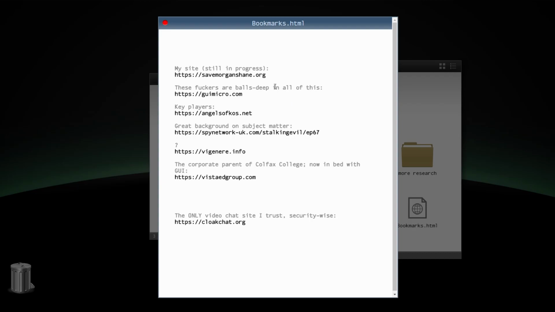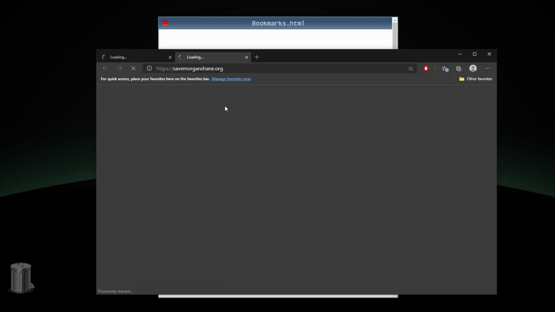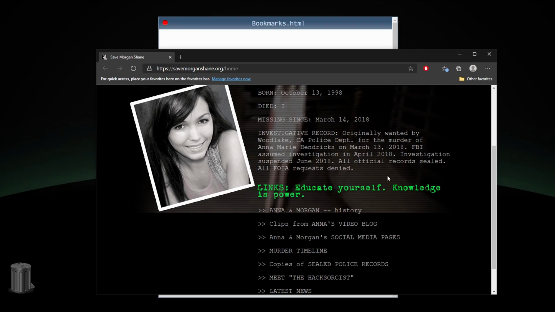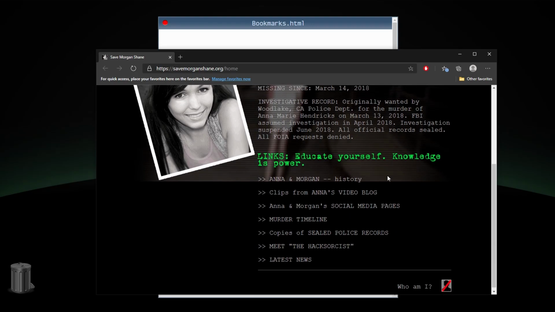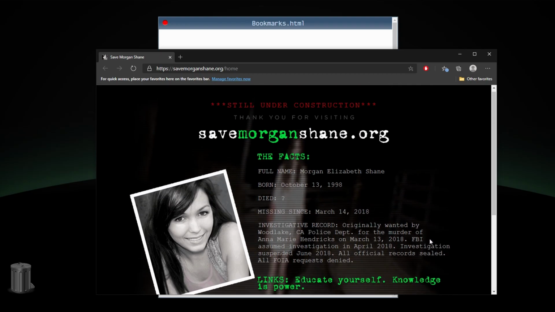Bookmarks. My site's still in progress. Oh, dang. That opened a real tab in a real browser. I thought it was just going to be like another thing inside the game. Wow. Yeah, this is really going to be an awesome game. I can already tell.